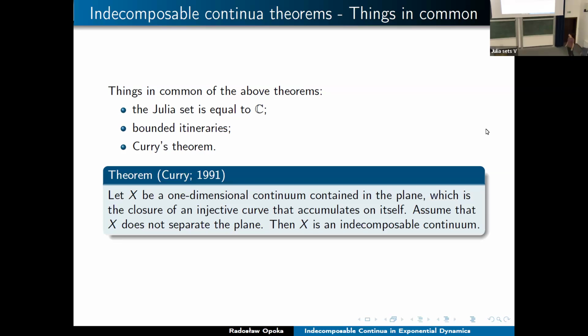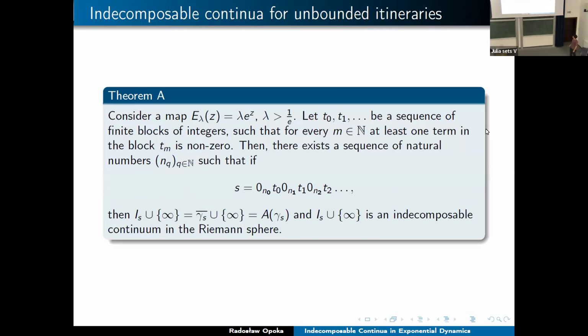contains the hair itself. And now I want to present the theorem I managed to prove recently, which is very similar to the theorem of Devaney-Hawkins, which looks almost the same, but we can drop the assumption that there is a common constant which bounds these blocks, and the result sounds the same. We can construct such an itinerary that IS is an indecomposable continuum.